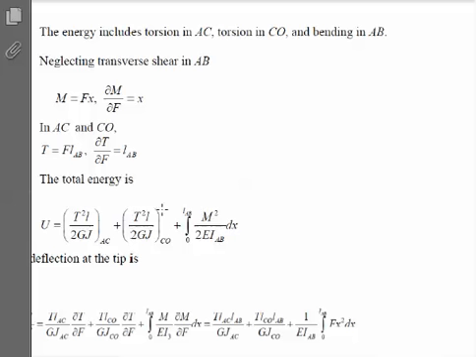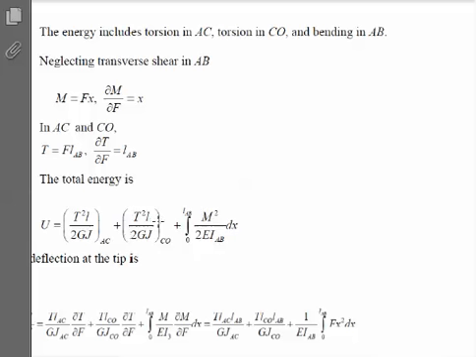We have what looks like exactly the same thing in the region that goes from C back to the wall, C to O, but there is a difference. This is G of region CO. This is G of region AC. But they're probably the same because they're the same material. But J in region AC is different than J in region CO, and that's what makes each of these terms different. And this L would be the length of each section of the beam.